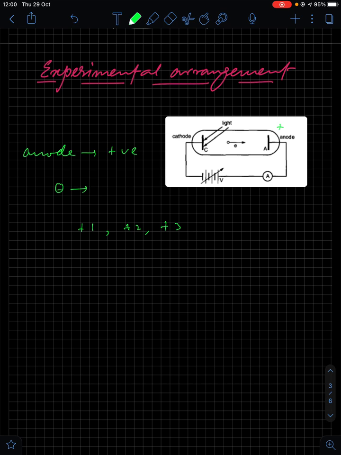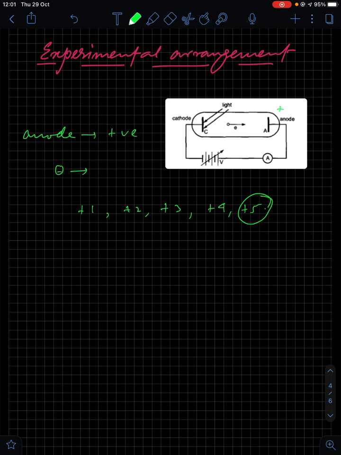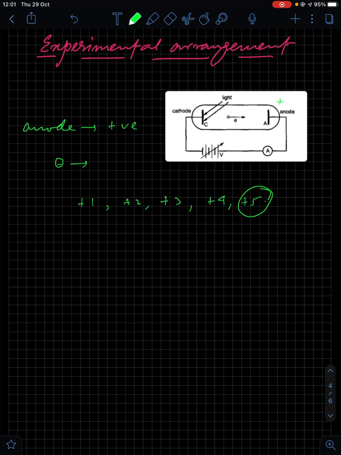They start moving faster and faster towards the anode plate, and thereby there will be a certain value of the anode potential, like plus 4 volt or say plus 5 volt, at which all the electrons coming out from the emitter plate immediately reach the collector plate. So they will constitute a certain value of current.